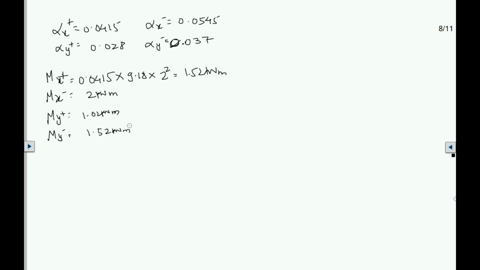And similarly mx negative will be 2, my positive will be 1.02 and my negative will be 1.52. Now you will use the same formula for AST, that is 0.5 fck, and you will calculate AST x positive, AST x negative, AST y positive and AST y negative. Now I have already calculated it, and I'll not show you the calculation, but I'll write it down over here.